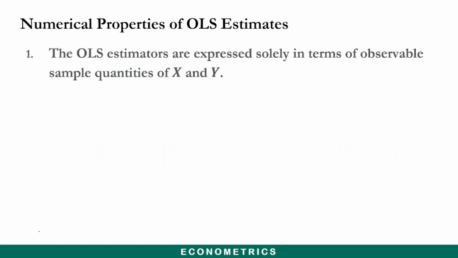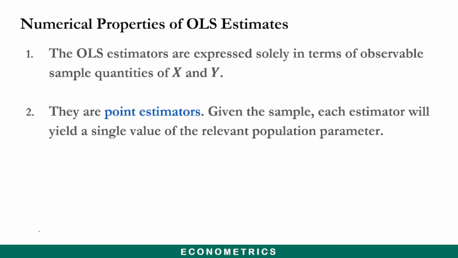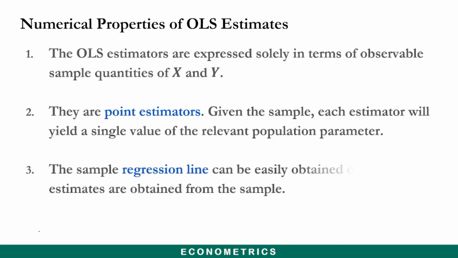1. The OLS estimators are expressed solely in terms of observable sample quantities of the dependent and independent variable. 2. They are also point estimators. That is, given the sample, each regression coefficient will yield a single value of the relevant population parameter. 3. The sample regression line can be easily obtained once OLS estimates are obtained from the sample.